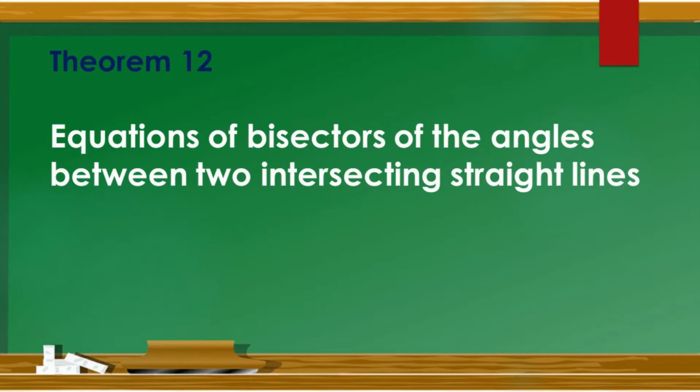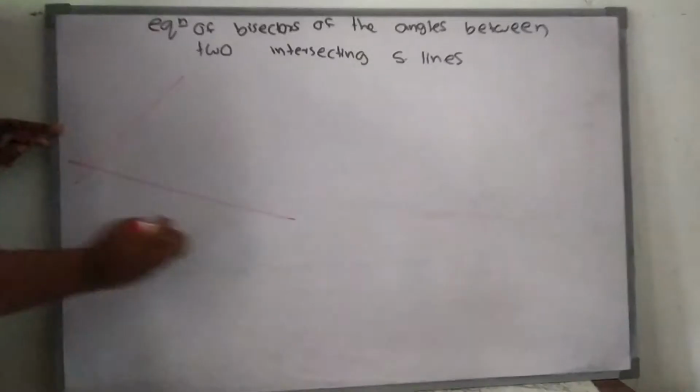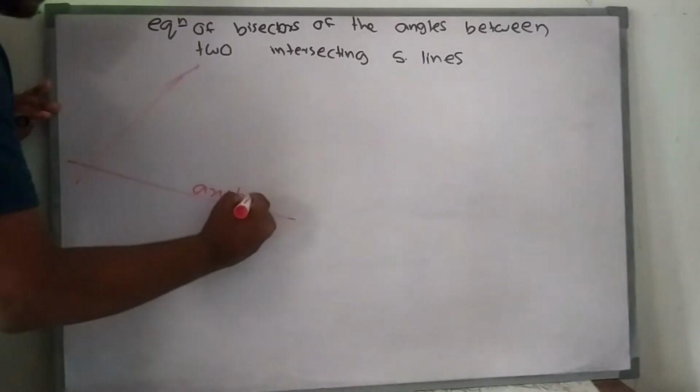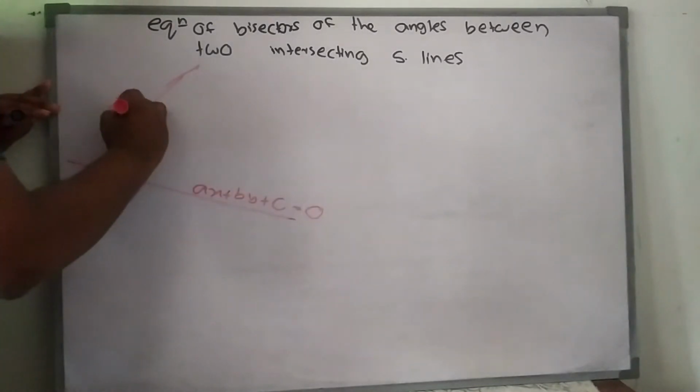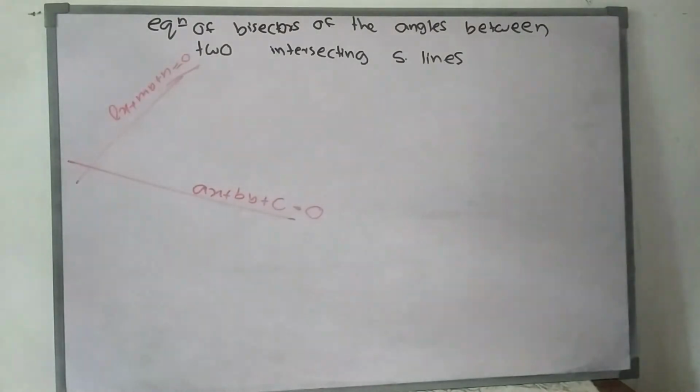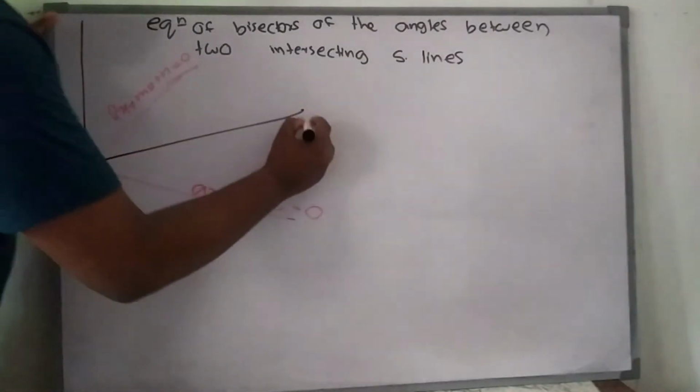Okay children, next we move to the equation of the bisector of the angles between two intersecting straight lines. In this theory, I am going to construct two straight lines which intersect each other. The equations are ax plus by plus c equals 0, and lx plus my plus n equals 0, right? If two straight lines intersect, we will have two bisectors. One is the acute bisector, the other is the obtuse bisector.